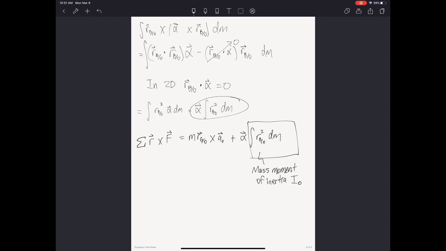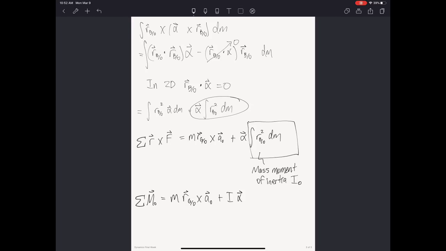You have encountered mass moment of inertia in your physics classes. We've done area moment of inertia in statics and mechanics of materials if you've taken that class. They're related but not exactly the same. The important thing is it's an integral of distance squared over something, in this case mass. This equation is the final equation. So I'm going to write it just one last time. The sum of the moments about point O is equal to the mass times R_G with respect to O crossed through the acceleration of the origin plus I alpha.